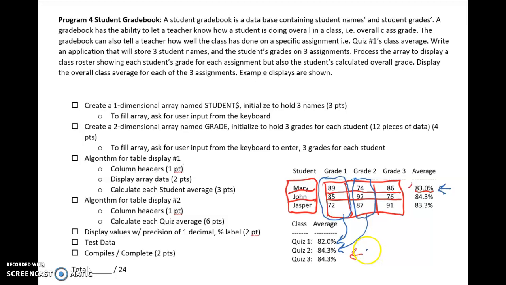You will display all of your values with a precision of 1 place value along with the percentage label. You need to include test data, just an example of what one of the 2 student scores might look like and what one of the grades would look like on a single assessment. This is good test data, so you can use this to test your algorithms to make sure that you're getting out the correct output.